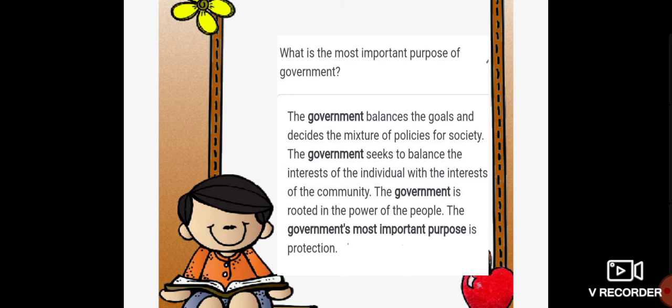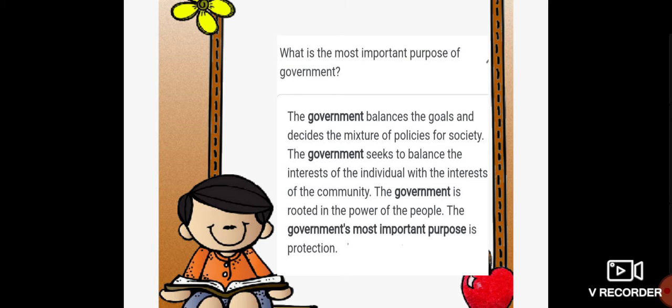Whether the protection is related to food, to our boundary, to our education, or to the different insurances, they are putting it in place. And for those insurances also the IRDA will decide to whom we are going to allow what kind of policies. Okay, so the government balances these goals and decides the mixture of policies for society.